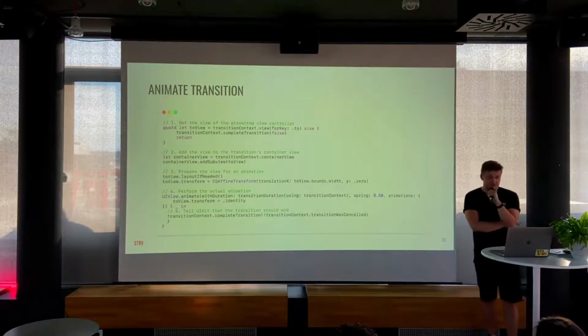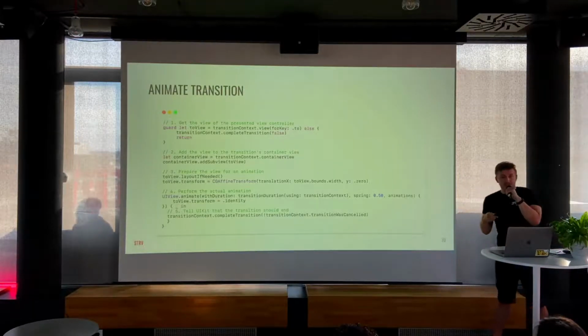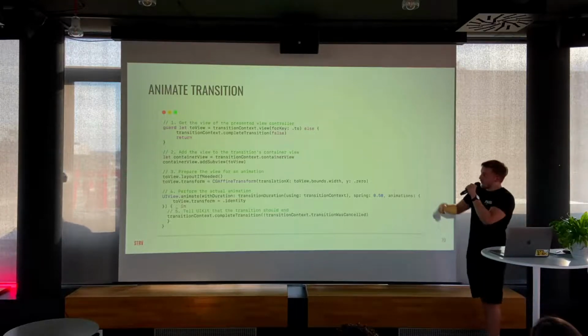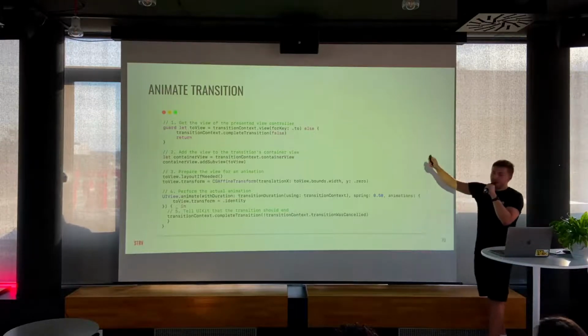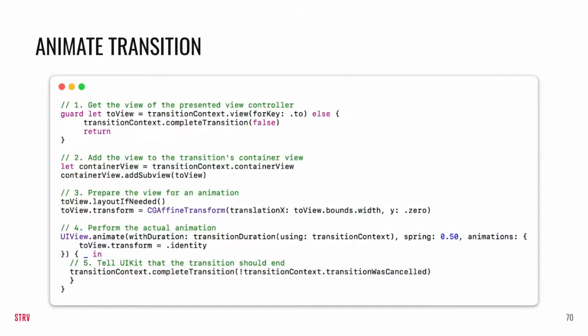How we can do it? Well, as I showed you, the transition context object. Thanks to that object, we have access to all views and view controllers that are involved in this transition. So this toView is a view of a detail view controller. We can add it to the container view, which is like a superview for the whole transition.